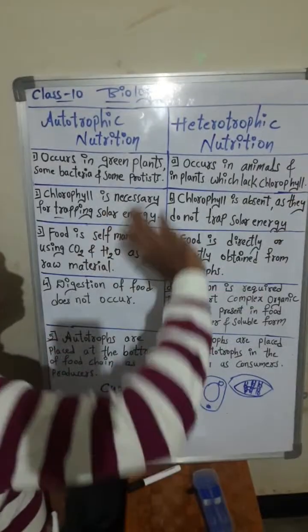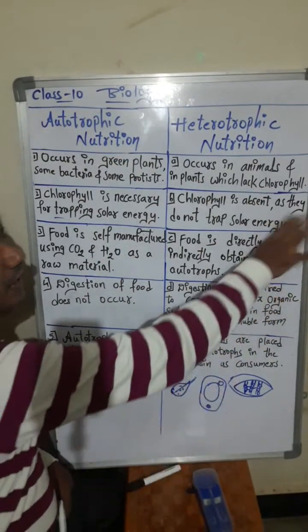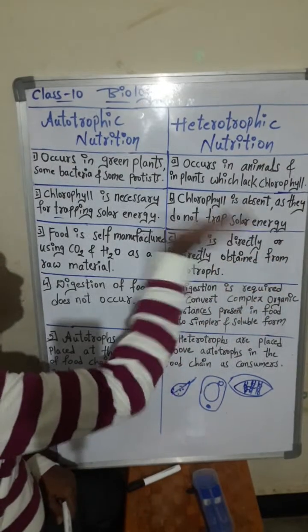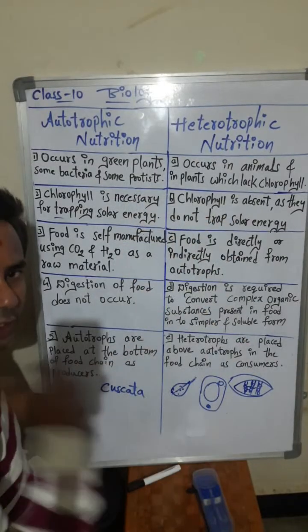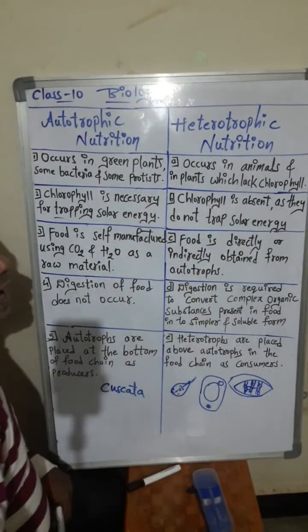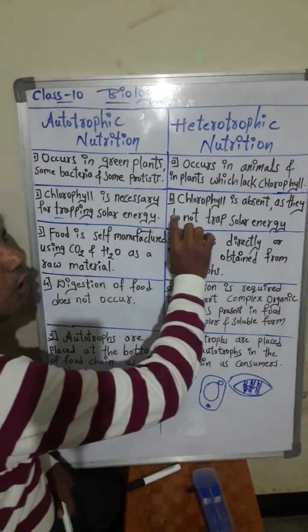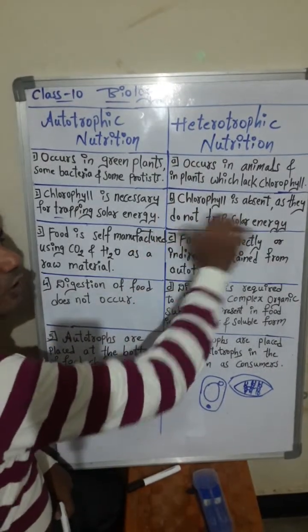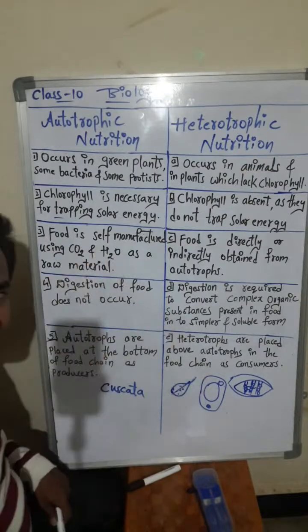Chlorophyll is absent in heterotrophic nutrition. Chlorophyll is completely absent, as they do not trap solar energy. So we are eating the food from others. So we don't have any chlorophyll. Not only we, so many animals. So they are the organisms which do not have chlorophyll. In the heterotrophic mode of nutrition, these organisms lack the chlorophyll. Okay.